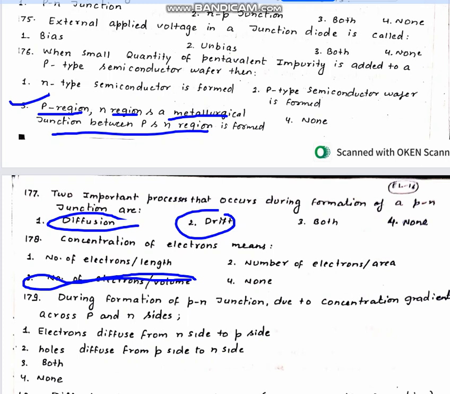Next is during formation of p-n junction, due to concentration gradient across p and n sides, electrons diffuse. So electrons are more in the n side, so they'll diffuse from n to p, whereas there are more holes on the p side, so they will diffuse from p to n. So third is correct over here.